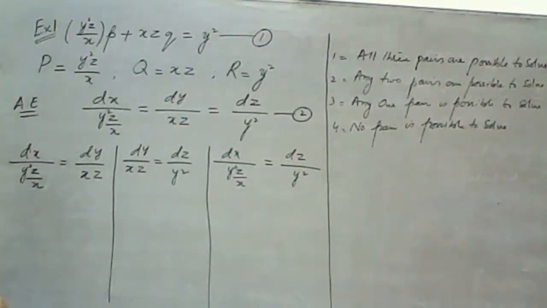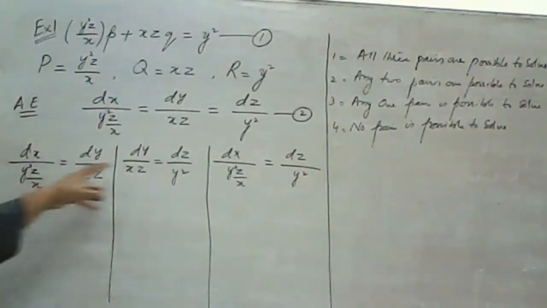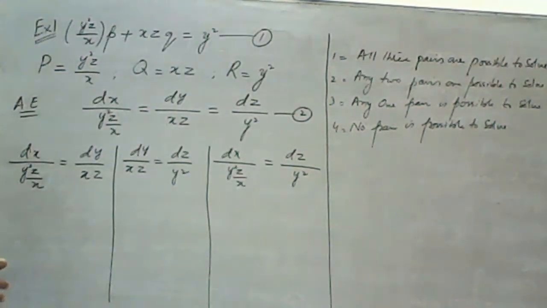not? This is the most important question: how can one distinguish that this pair is solvable and this pair is not solvable? So look at all these three pairs. I will discuss them one by one.